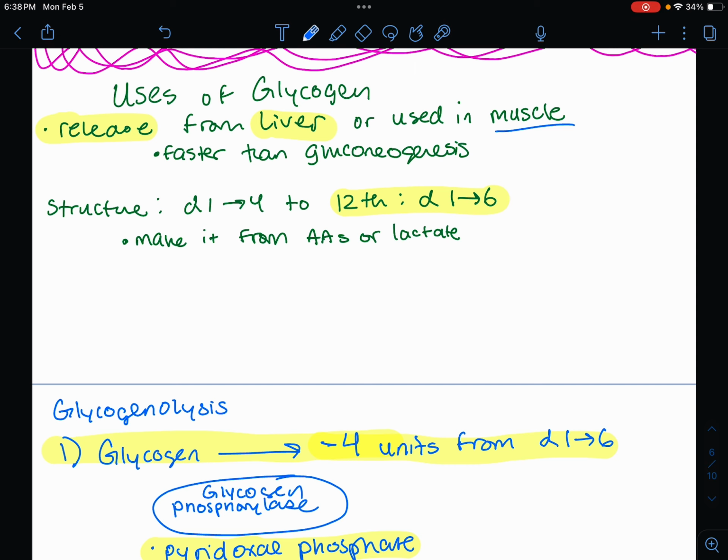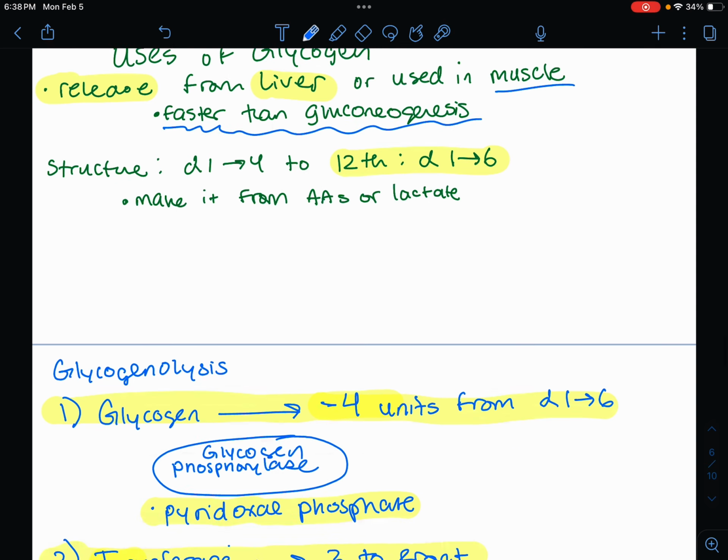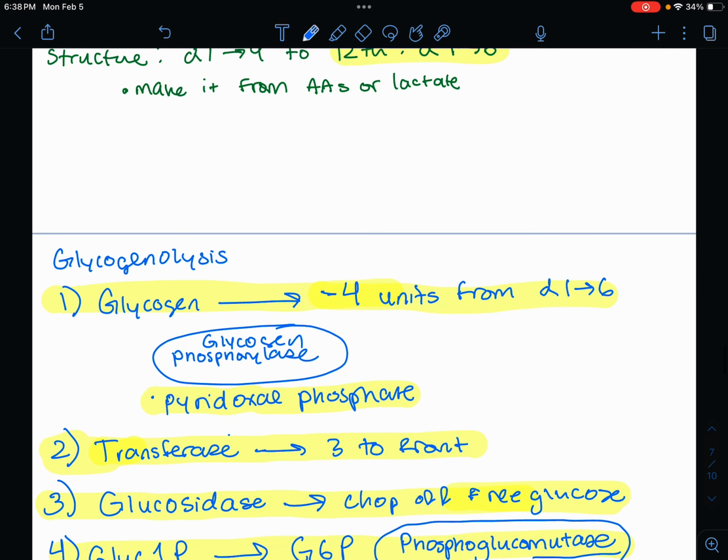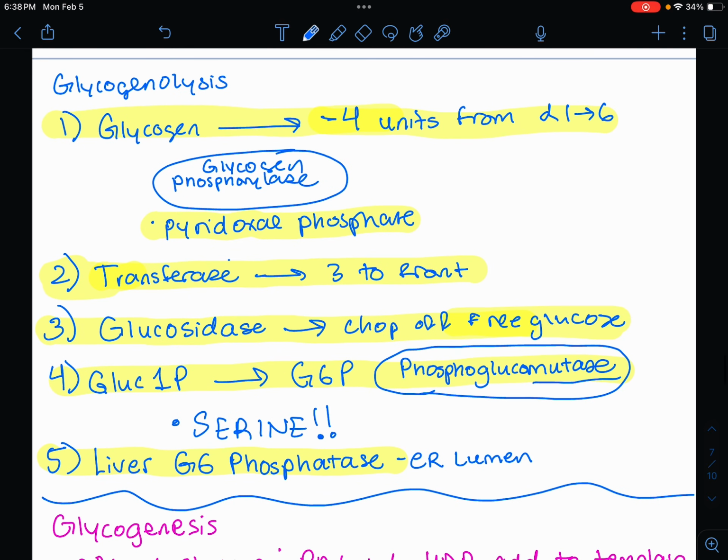Glycogen breakdown is faster than gluconeogenesis. That's a very interesting piece right there. Glycogen is also synthesized and degraded, and the rates will depend on the state of the organism. So the physiological conditions of that organism will determine whether it's being synthesized or degraded.